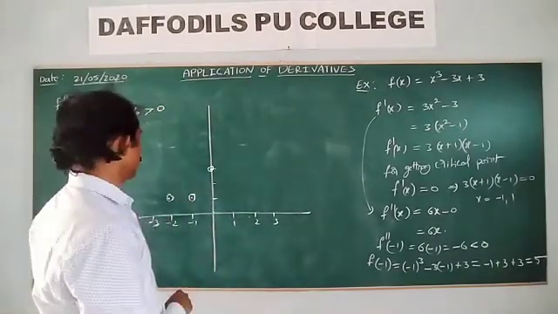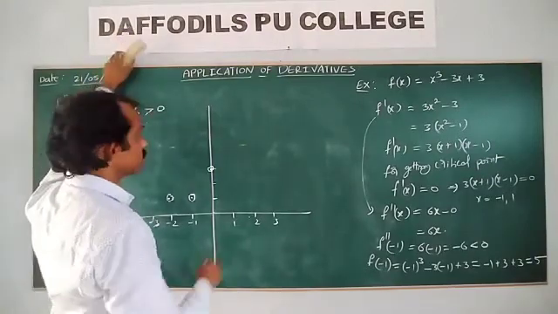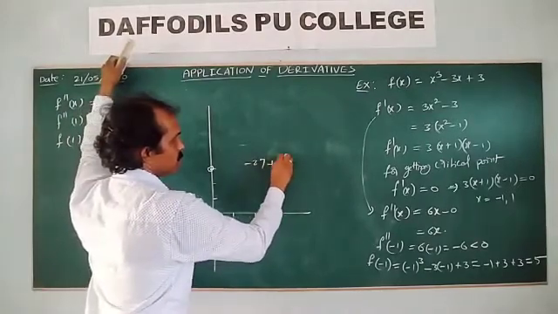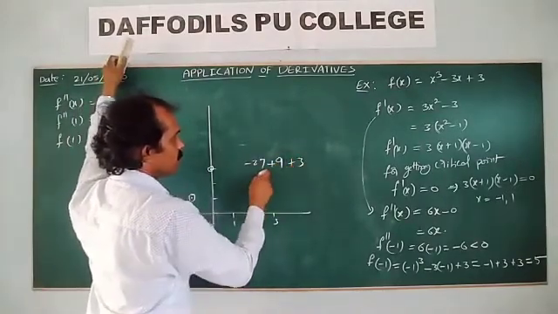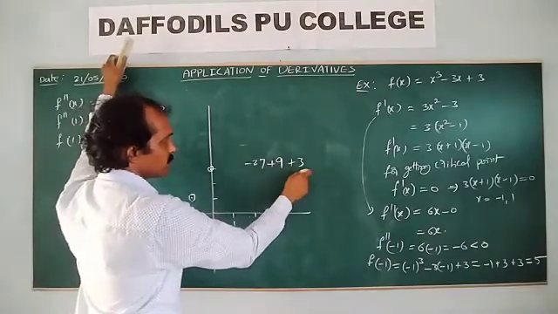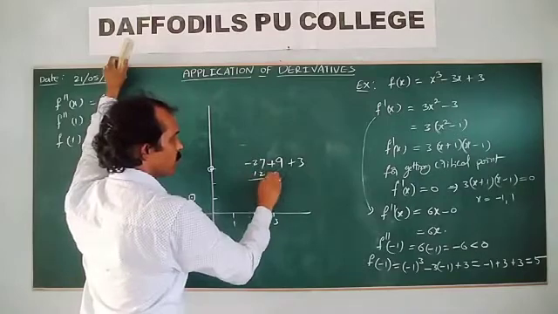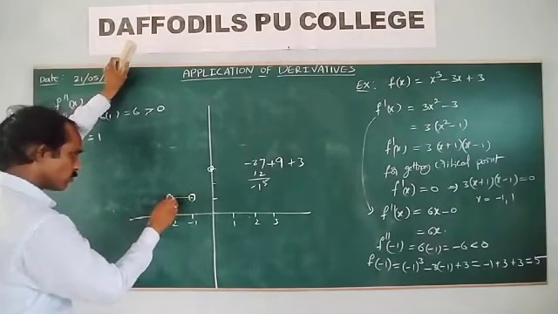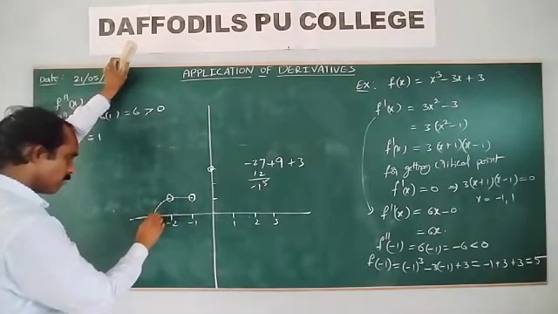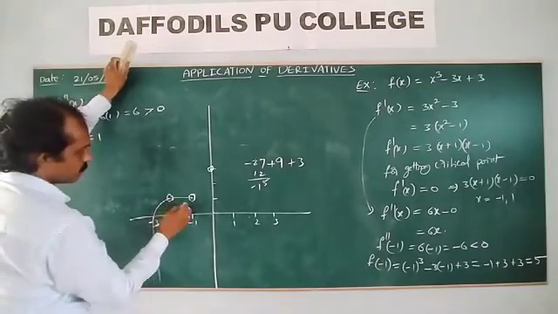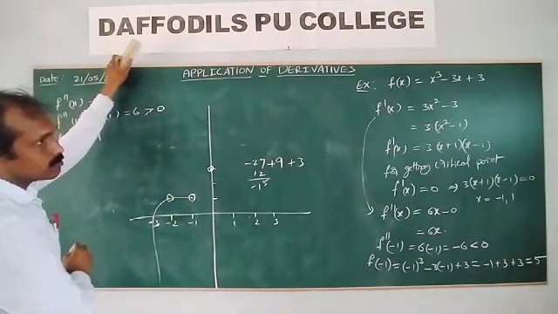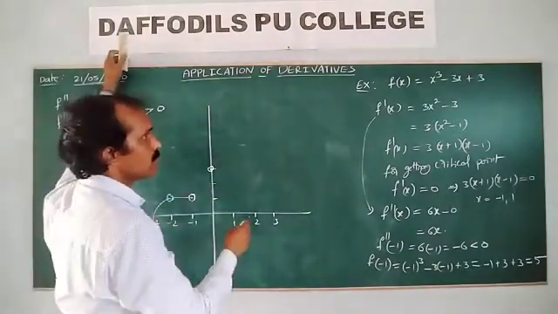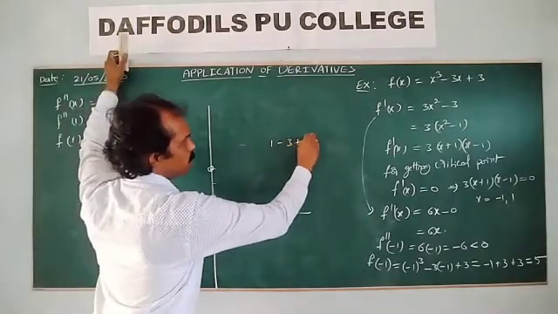At -3, it is -27, minus into minus plus 9, plus 3. What is this value? 9 plus 3 is 12, and 12 minus 27 is -15. So this value is -15. Right. At 1, what is the value? At 1 it is 1 minus 3 plus 3.